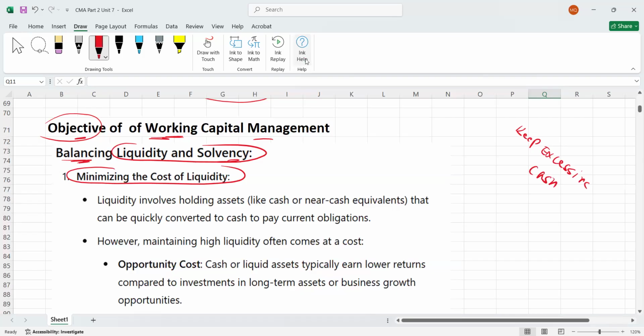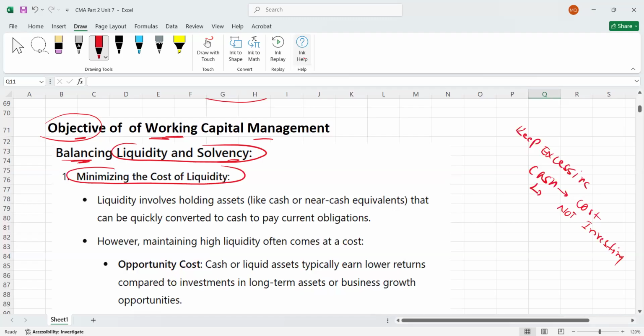Okay, if you keep excessive cash, it has a cost for you. What is the cost to you? Because you are not investing this cash, right? You are keeping it with you, so you are not investing, and it will incur an opportunity cost for you. You are losing the opportunity to make the profit which you could have made through investments, right? So this is the first point.